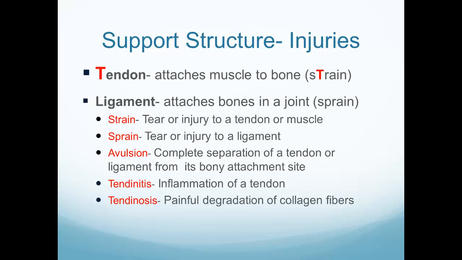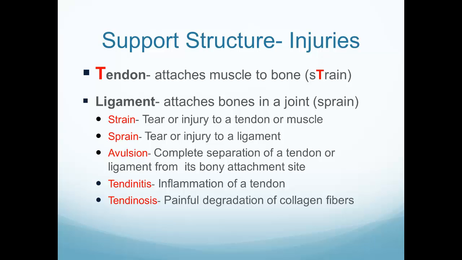An avulsion is complete separation. So we just tore the tendon off of the bone, or we tore the ligament from its bony attachment. And this is probably what you're seeing in most cases with some of our athletes that blow out a knee or something like that. They're either totally tearing that ligament in half or tearing it from its bony attachment site.